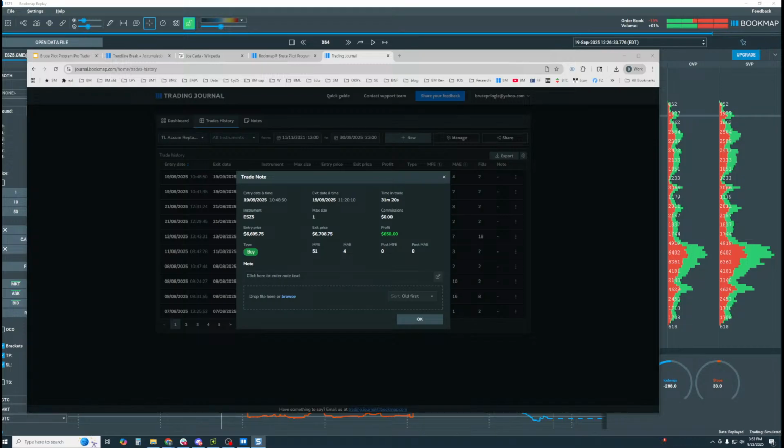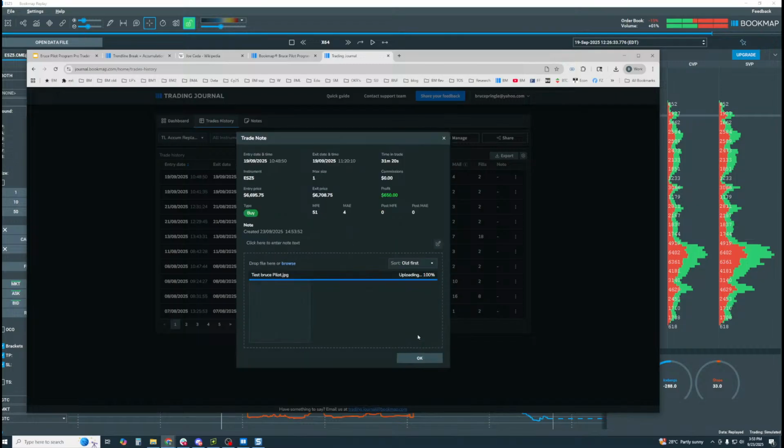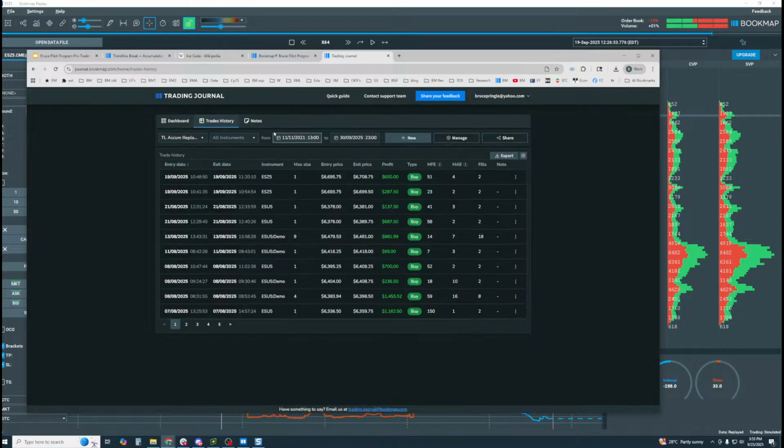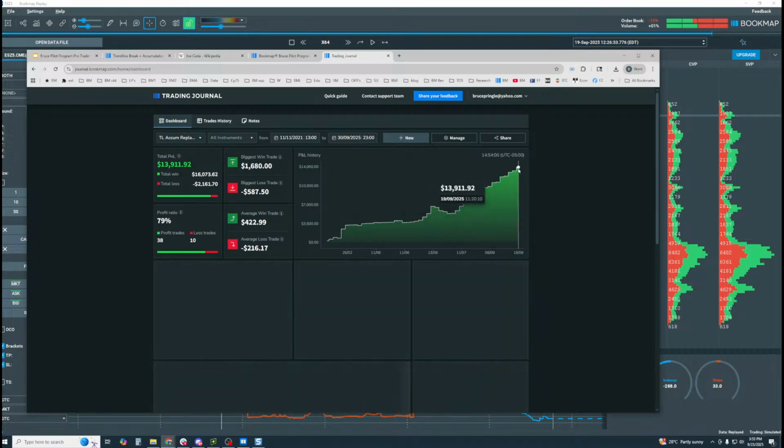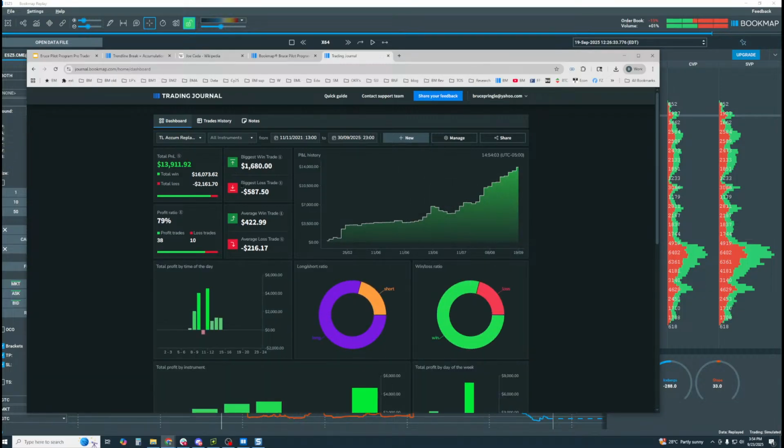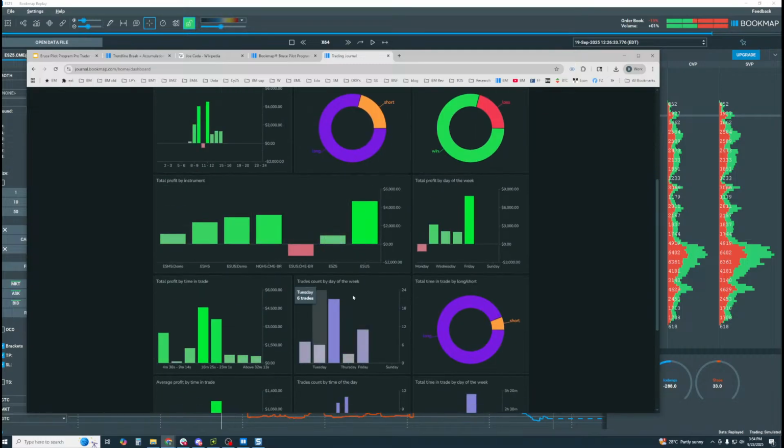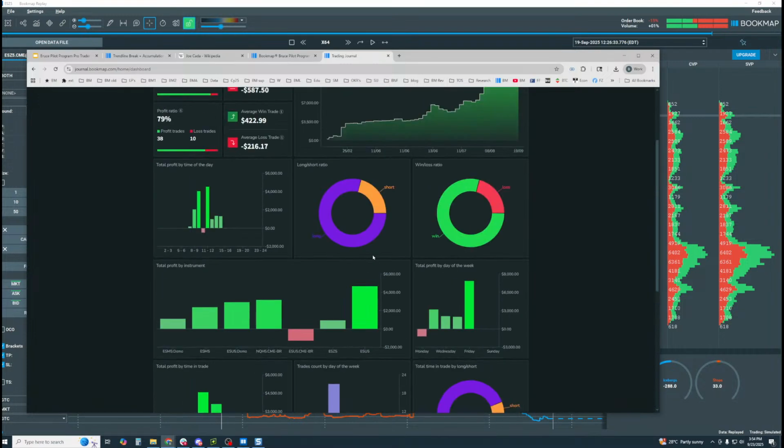No problem. Drag and drop. There it is. Uploaded. Click OK. All right, so now we go back in here. Here it's going to show my equity curve. It's going to show my biggest wins, losses, average winner, average loser, profit ratio in here. Obviously, this is going to be very high because it's replay mode. Anyway, you've got other criteria in here, or metrics to take a look at.